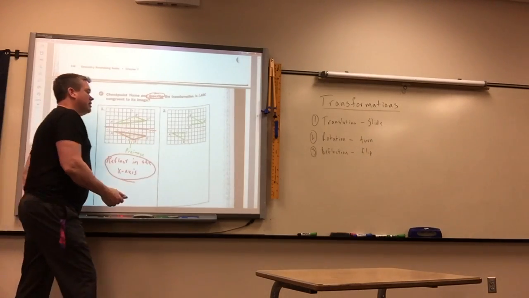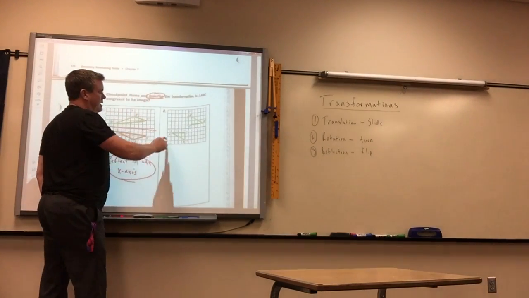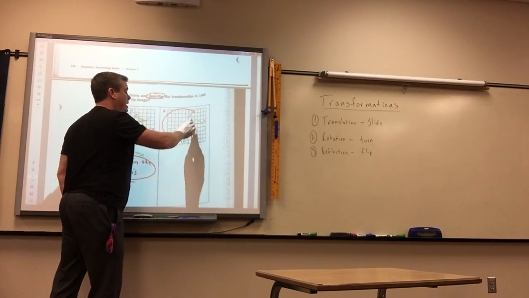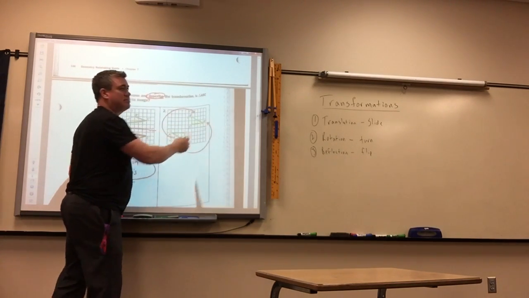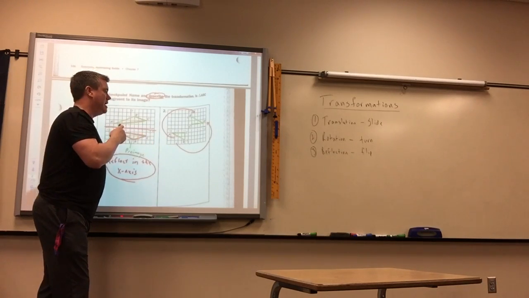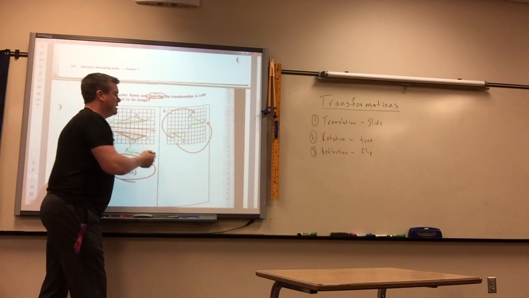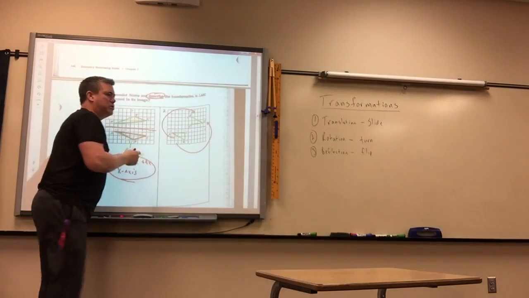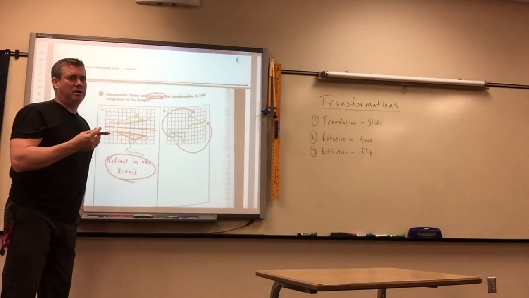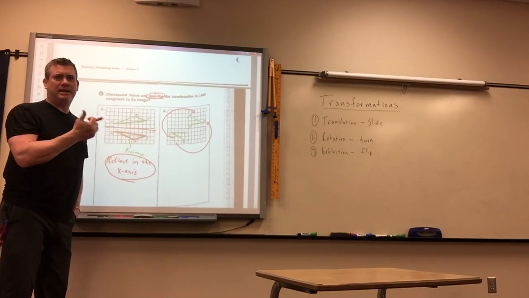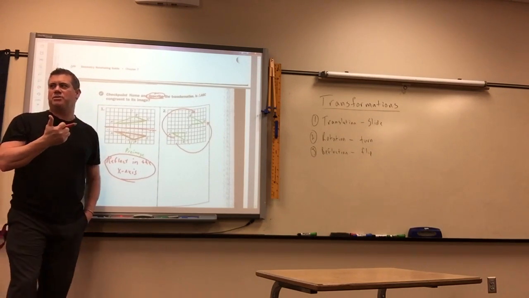Now rotations are a little tougher. This one rotated, I could either rotate it this way or this way, right? Yeah, right. Usually you gotta say what direction you go. The rotations we're gonna do are 90s and 180s. A 90 degree rotation is what fraction of a turn?